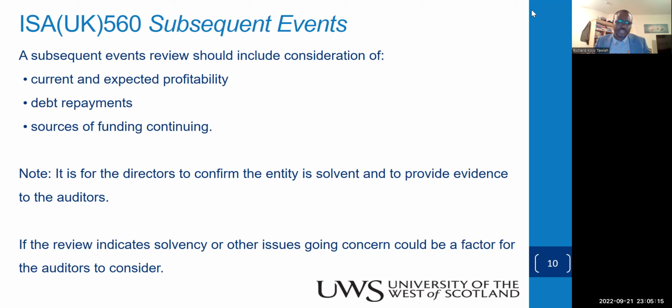A subsequent event review should include consideration of current profits and expected profits. Look at their budgets. It will tell you expected profits and what they projected. Should also consider debt repayments, where we have additional funding coming into the company. Now, it is for the directors to tell us as auditors that, listen, our company is solvent, we can survive into the foreseeable future. And they must provide evidence to the auditors to that effect. They don't just say it, they don't just write it, they must prove to us that our company can survive. It's solvent, it's not insolvent. We are not going to liquidation.